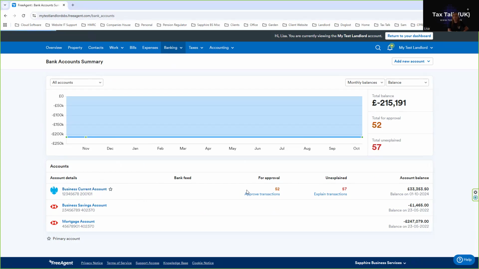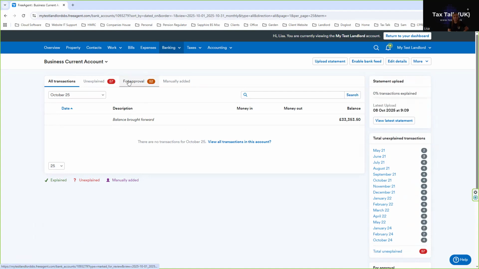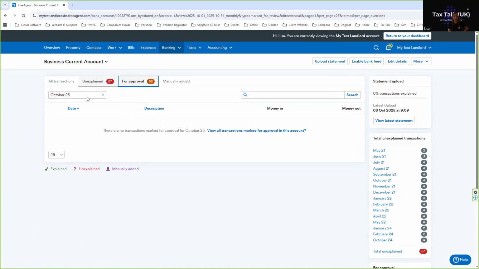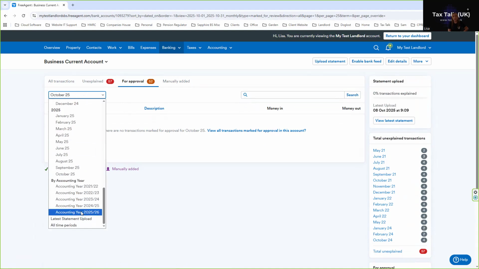So we shall go into our bank account, and you may remember that you have two types in Freeagent. Where it says for approval, these are transactions that Freeagent has made an assumption for you, and unexplained means that it hasn't been able to. This is all down to whether you have the function on for Freeagent to try and guess what your transactions might be for. It's still really important to mention that they will still need to be approved.